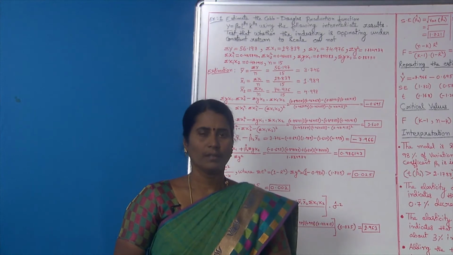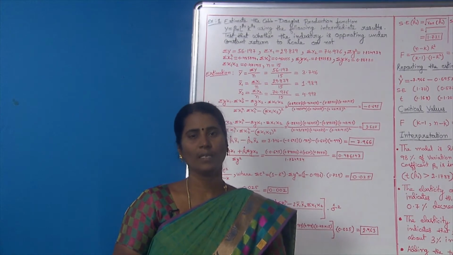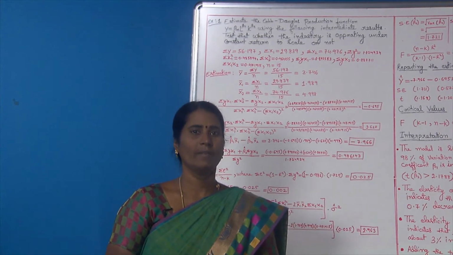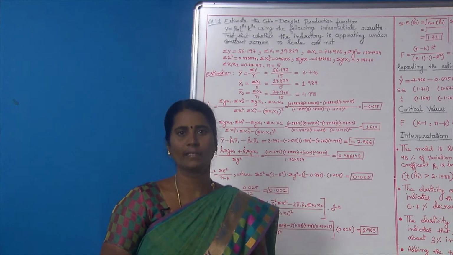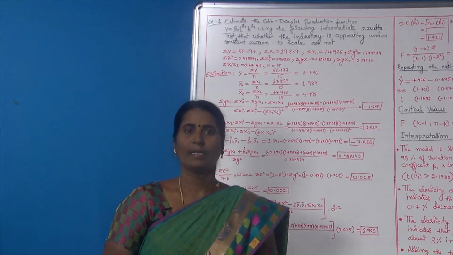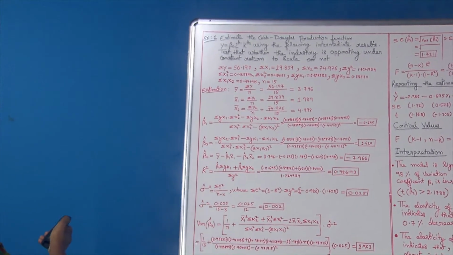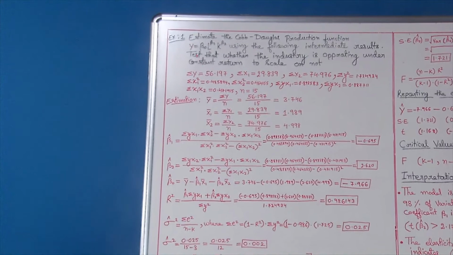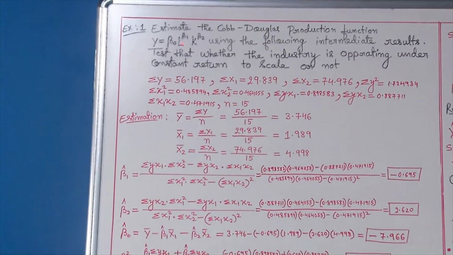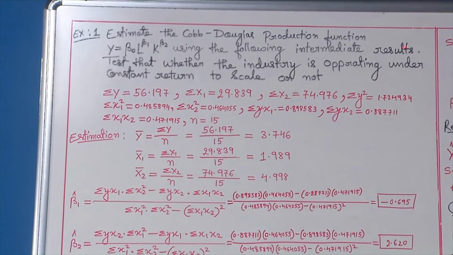Let us have an example for estimating the Cobb-Douglas production function. In the previous problem, we estimated the Cobb-Douglas production function using the production schedule, that is, we were given the schedule for 14 years separately for output, capital and labor. But today in this example, we have to estimate the Cobb-Douglas production function y equal to beta naught L power beta 1 into K power beta 2 using the following intermediate results.